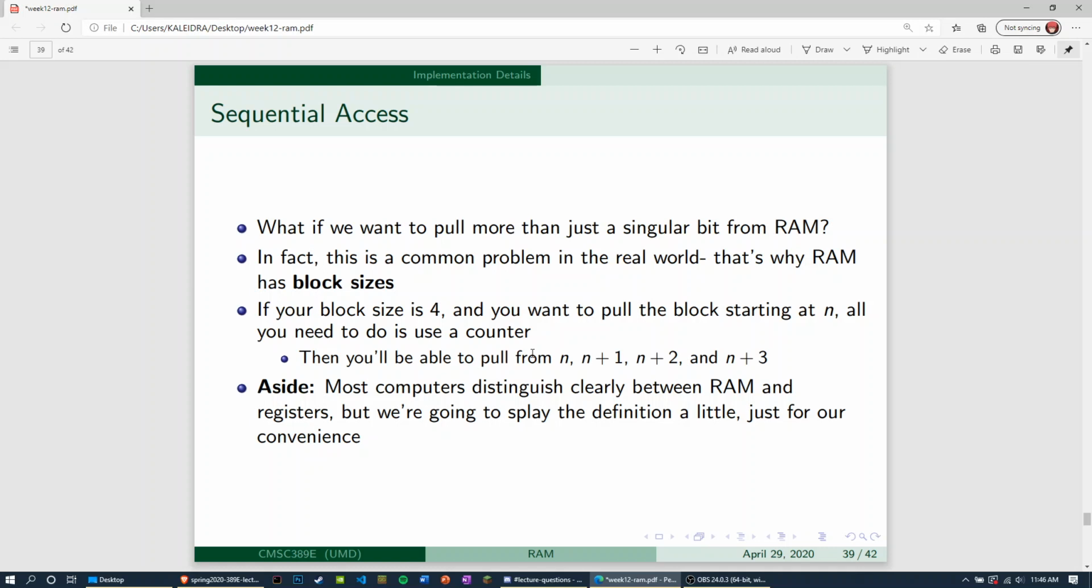And that's how these more advanced computer programs work, right? This is kind of an aside here, but if your block size is 4 and you want to pull the block starting at n, all you need to do is say, hey computer, give me the block starting at n. The computer will be like, bet, I'll give you RAM block n, n plus 1, n plus 2, and for free, I'll throw in n plus 3. And that's how you retrieve a much larger value from RAM that could be limited in size or memory address blocks. So it's an interesting way to do this.